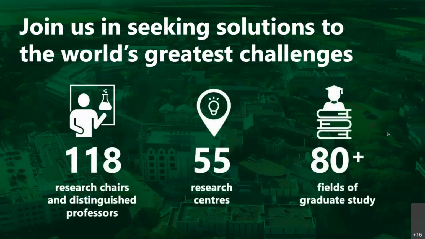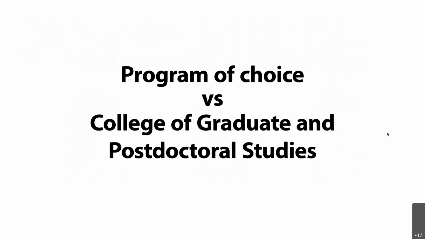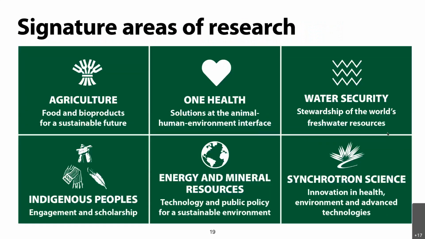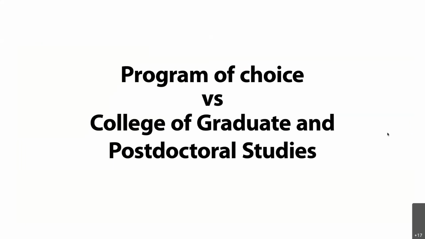So a little bit about our research. We have over 118 research chairs and distinguished professors. There are 55 research centers on campus and 80 plus fields of graduate study. So it's a lot of opportunity, a lot of areas, a lot of different fields that you can consider. We are part of the U15 group, which is part of the top 15 research universities in Canada.